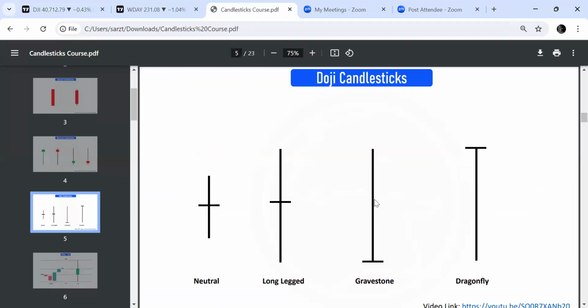Then the gravestone doji. The meaning itself tells you: a gravestone is used when someone dies, right? This gravestone doji occurs when the price opens at the low, rises significantly, but then falls back to close near the open, forming a long upper wick with no lower wick.